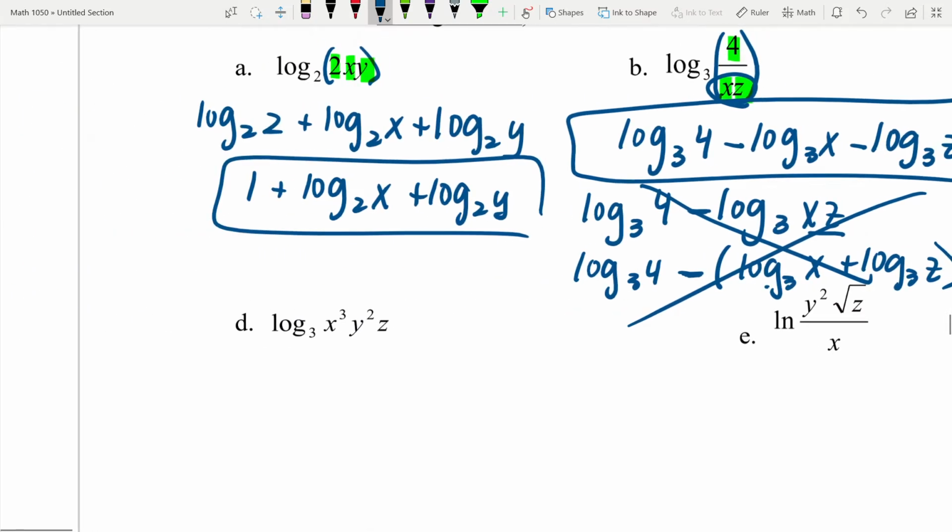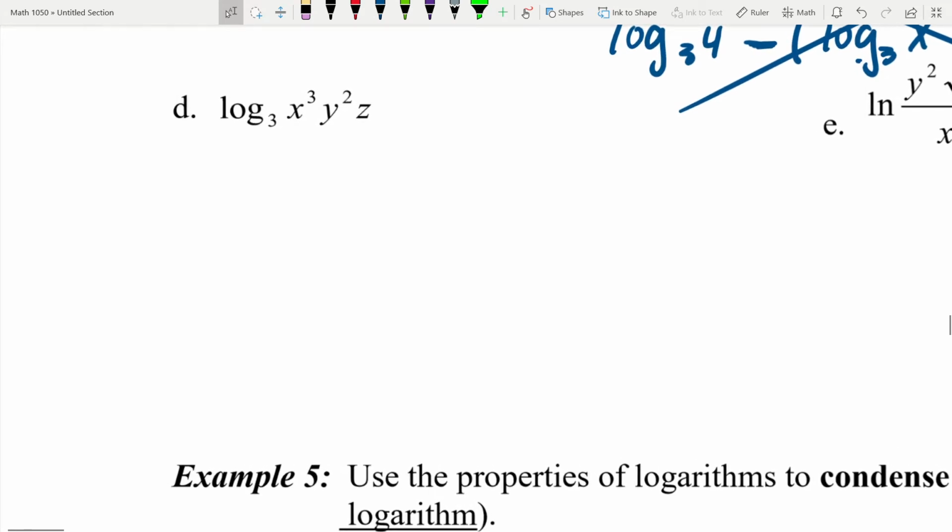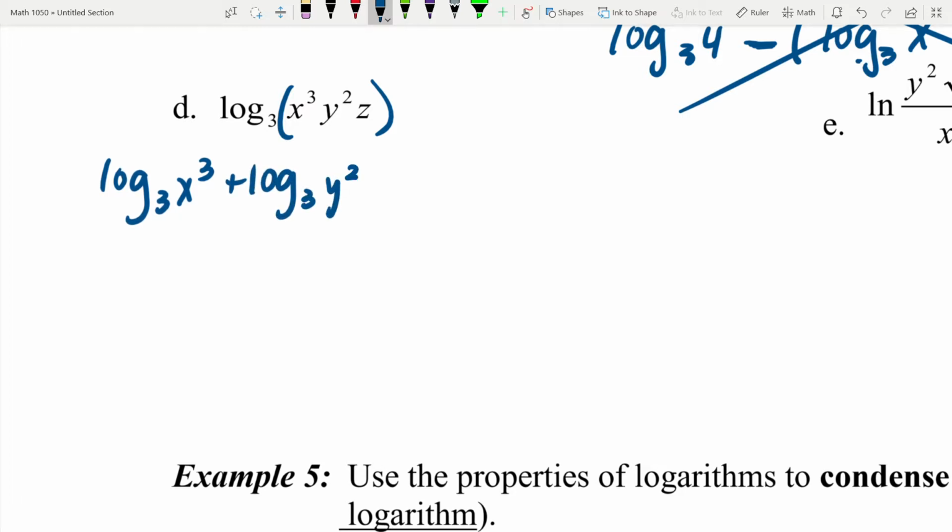Okay? Question D. I want you to add parentheses around all those things. Every single person, there's over 30 of you in this room. How many times am I going to write log? 3 times. 1 for the x, 1 for the y, 1 for the z. Okay, so this is log base 3 of x to the third plus log base 3 of y to the second plus log base 3 of z.